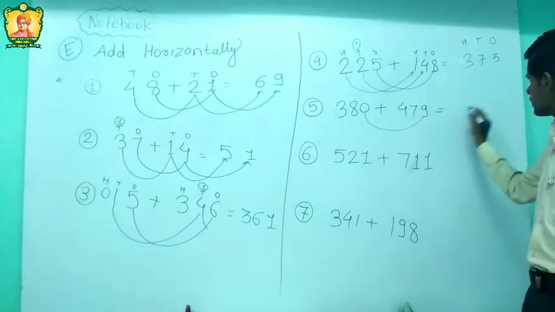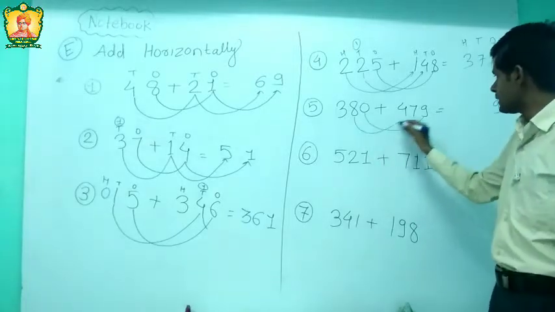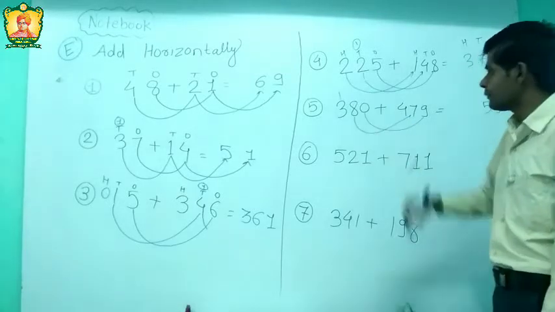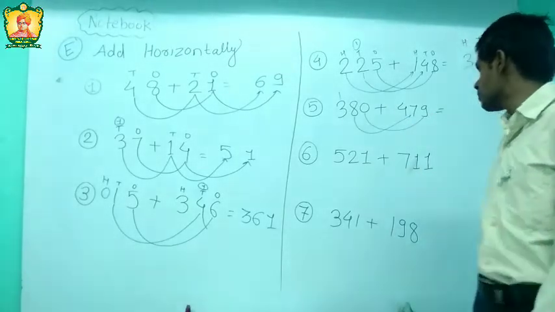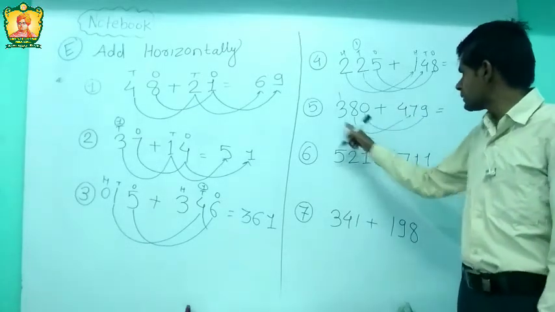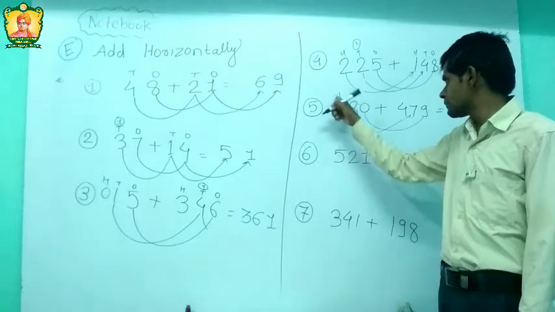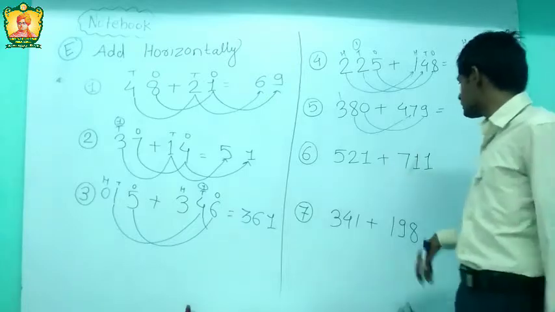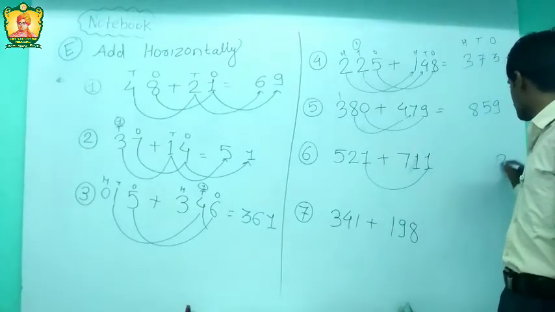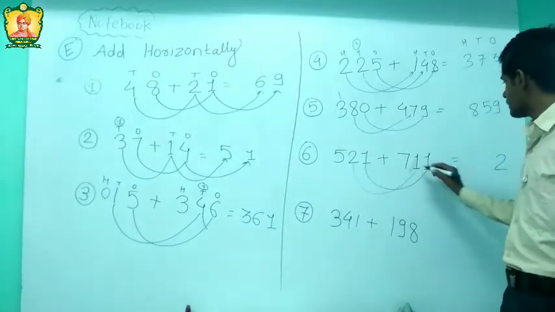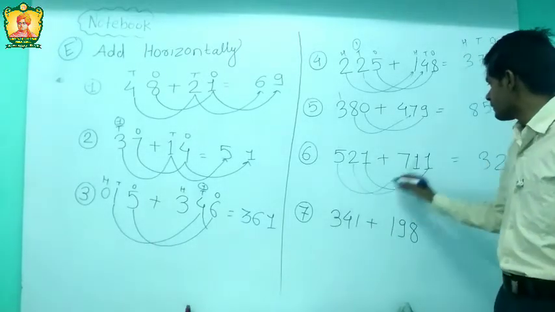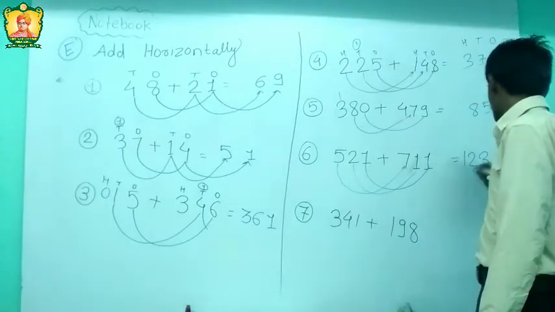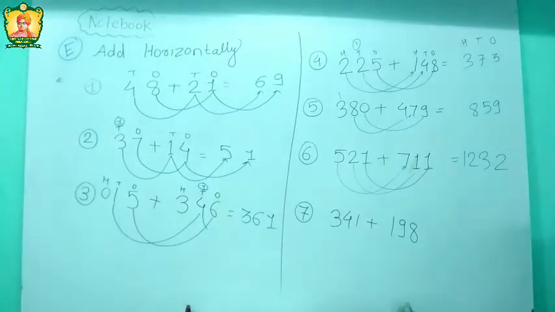Add 0 plus 9 gives us 9. 8 plus 7 gives us 15. So I will write 5 here, and 1 will be carried forward to the 100 place. Then 4 plus 3 gives us 7, and 7 plus 1 gives us 8. So it is 859. Very easy. Let's solve this one. 1 plus 1 gives us 2. 2 plus 1 gives us 3, and 7 plus 5 gives us 12. So I will write 12 directly here. That is 1232. This is the answer of the sixth question.